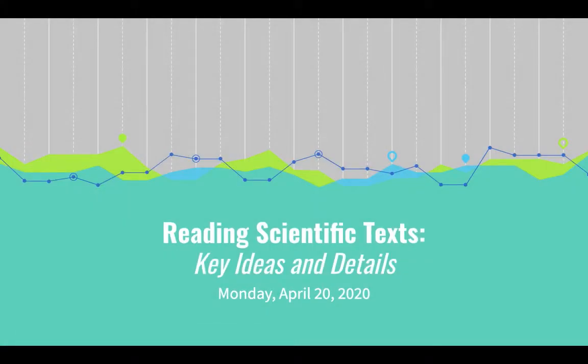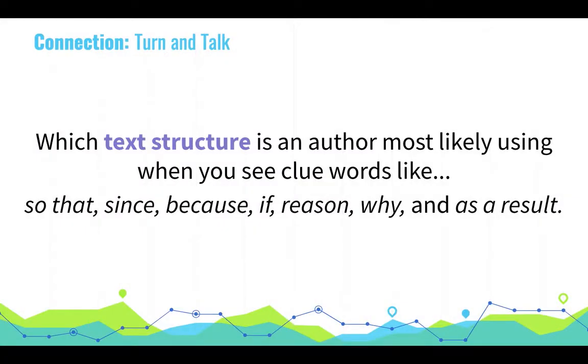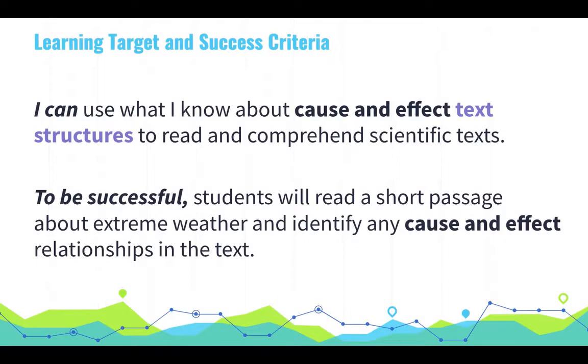Today's focus is reading scientific texts, key ideas, and details. Turn and talk with perhaps a stuffed tiger or a sibling. Which text structure is an author most likely using when you see clue words like so that, since, because, if, reason why, and as a result? Hopefully you said cause and effect.